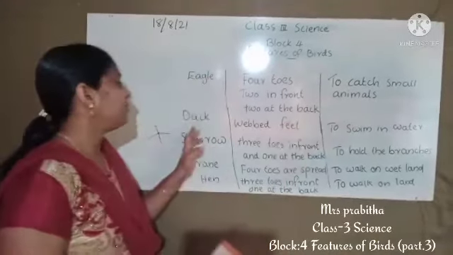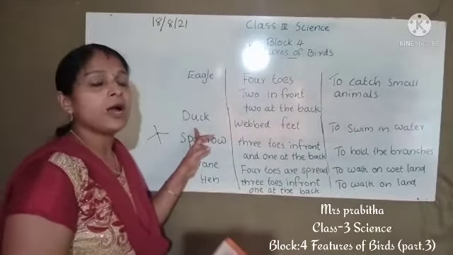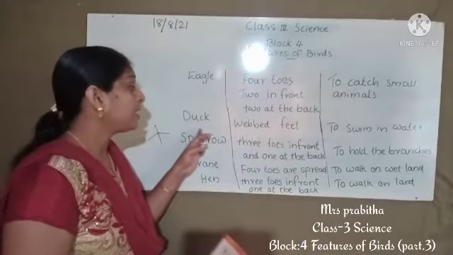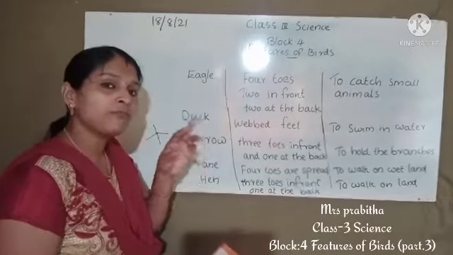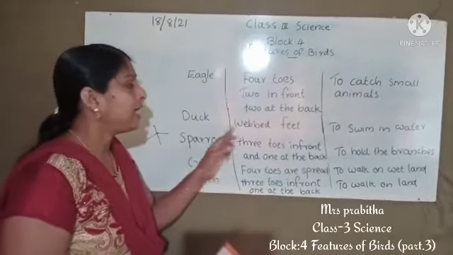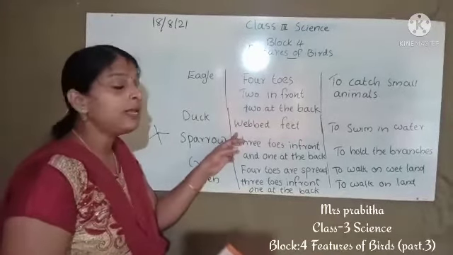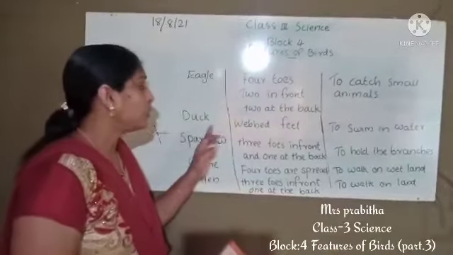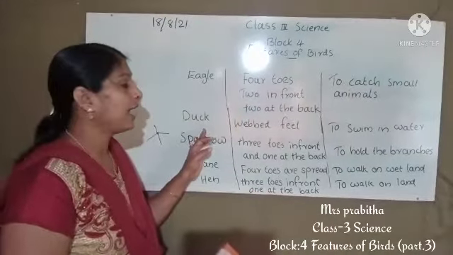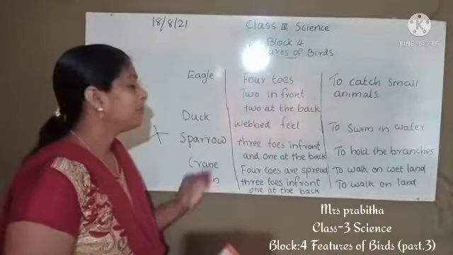Then second we studied the feet of duck. How is the feet of duck? Duck has webbed feet. Webbed feet means 3 toes are webbed to each other. How does this feet help the bird? This kind of feet help the bird to swim in water. Not only the duck, swans also have webbed feet.